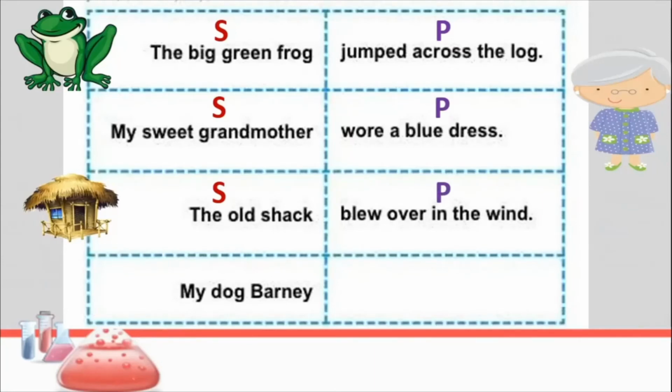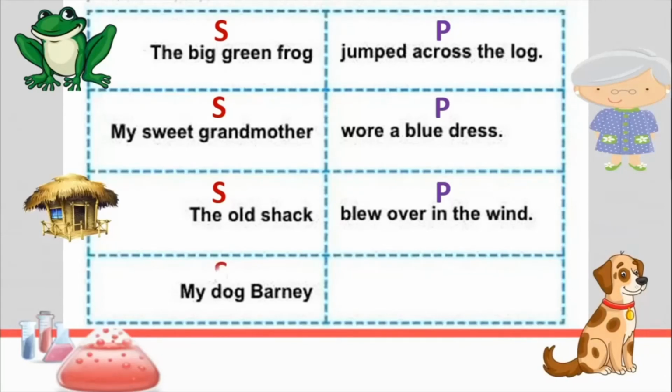The last sentence is about the dog. So the dog is the subject. My dog Barney is the subject. What happened to him? He barked at the cat. So he did the action of barking at the cat. So that is the predicate.